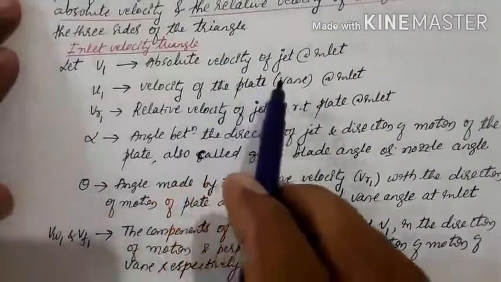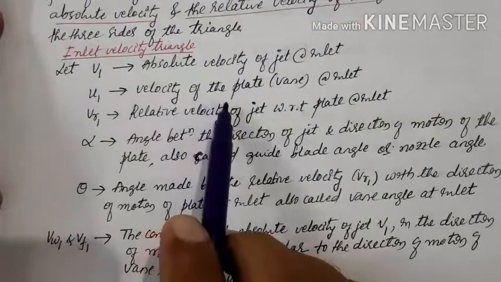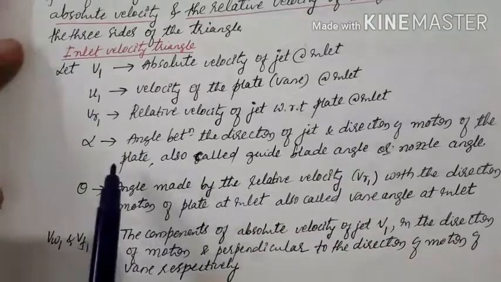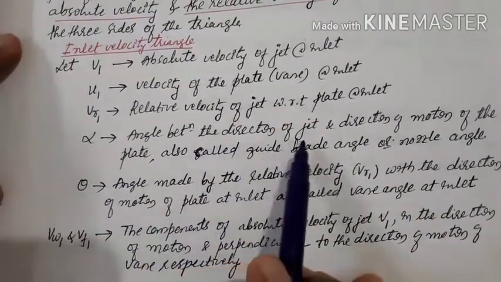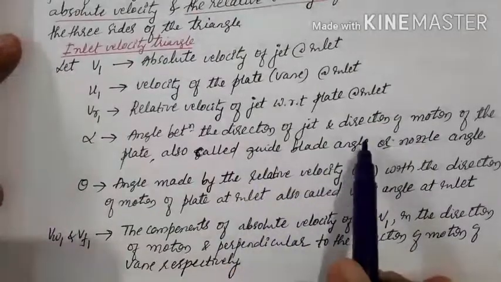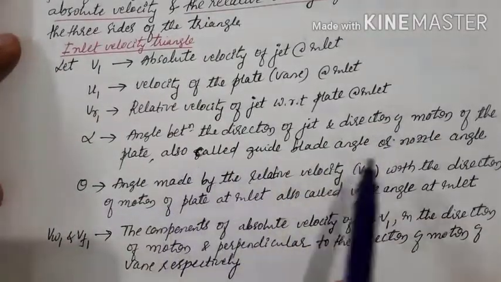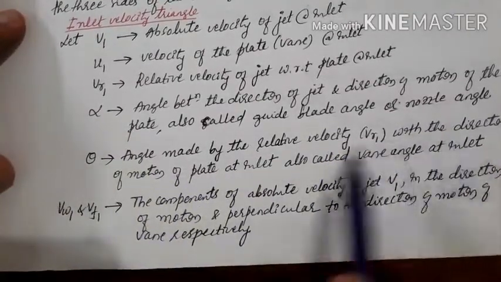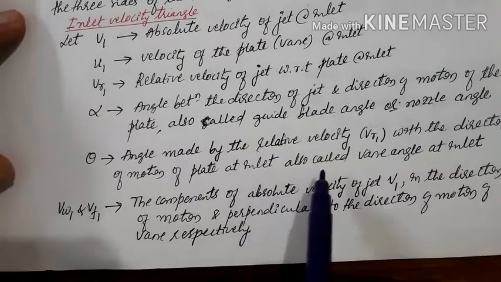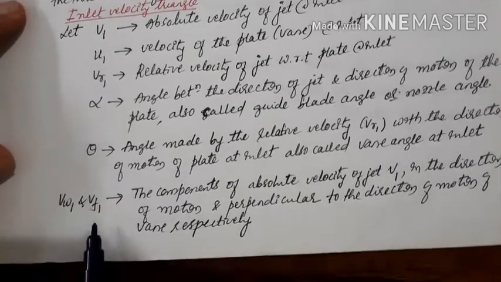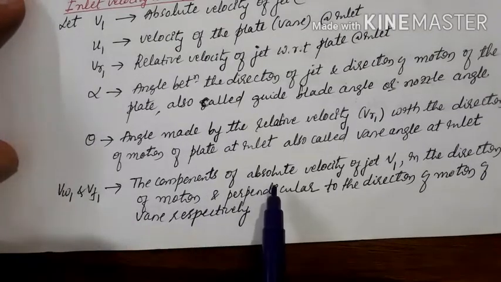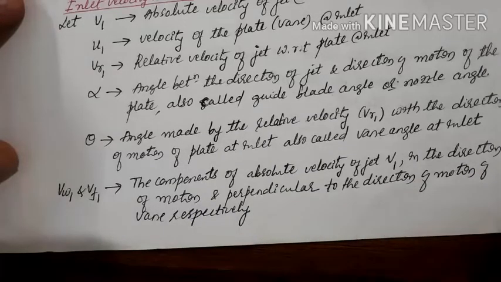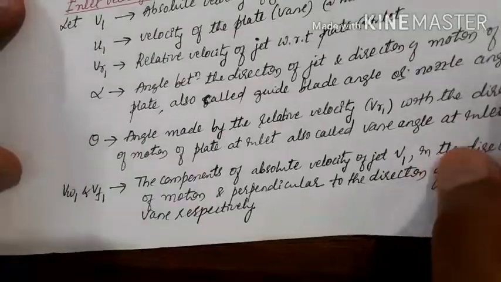Here V1 is the absolute velocity of jet at inlet, U1 is the velocity of the plate at inlet, Vr1 is the relative velocity of jet with respect to the plate at inlet, and alpha is the angle between the direction of jet, this is for the inlet velocity triangle, and the direction of motion of the plate, also called the guide blade angle or the nozzle angle. Theta represents the angle made by the relative velocity Vr1 with the direction of motion of the plate at inlet, also called the vane angle at inlet. Then Vw1 and Vf1 are the components of absolute velocity of jet V1 in the direction of motion and perpendicular to the direction of motion of vane respectively.